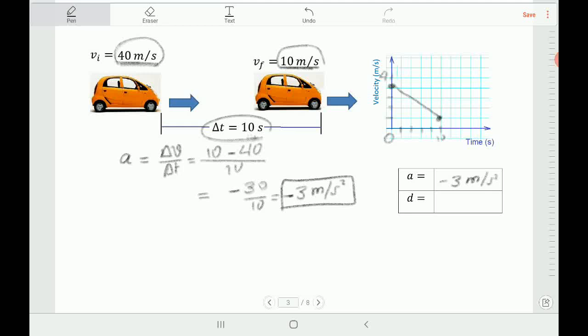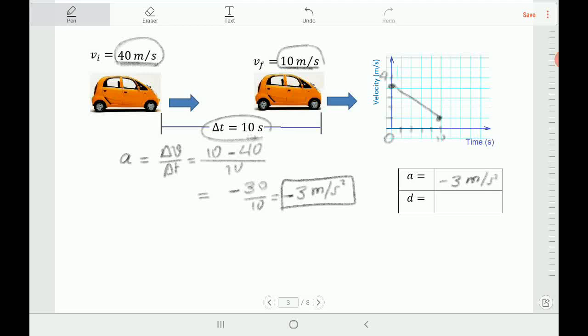So the speed is decreasing every time by 3. It means it was 40 meters per second, so the first second will be minus 3. Subtract 40 minus 3. And then after that, another 3, another 3. So that's why it's negative, because of slowing down.